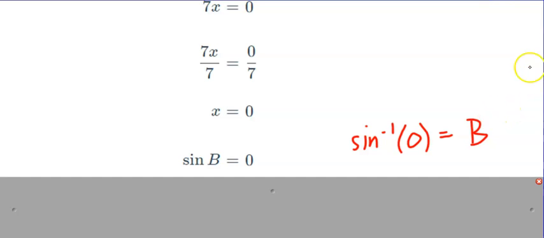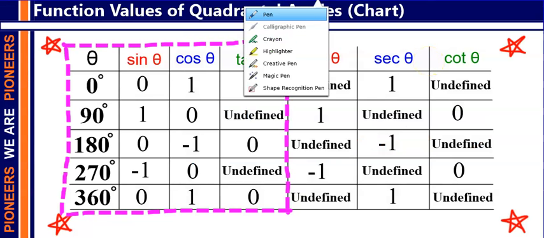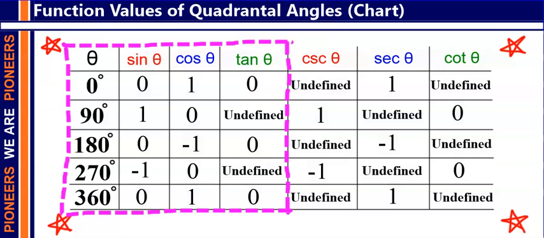So this is why having that quadrantal angles chart is going to be really useful. I'm going to pull this up right here, and I'm going to highlight in green what we know. We have the sine function, and we're told that we have the values of 0 here, here, and here. So you actually have three options. Our three answers are, because the goal is to find the angles, 0 degrees, 180 degrees, and 360.